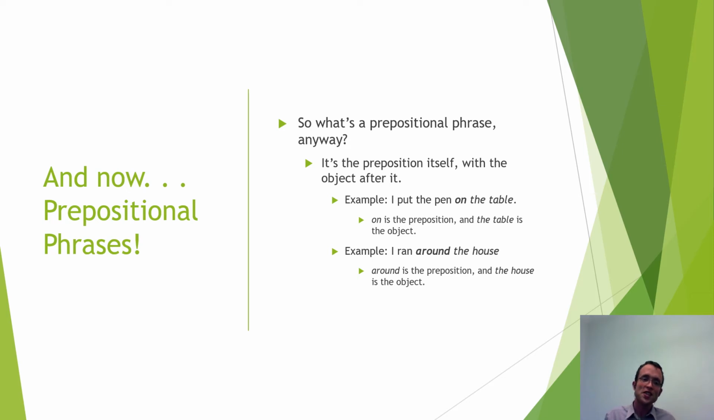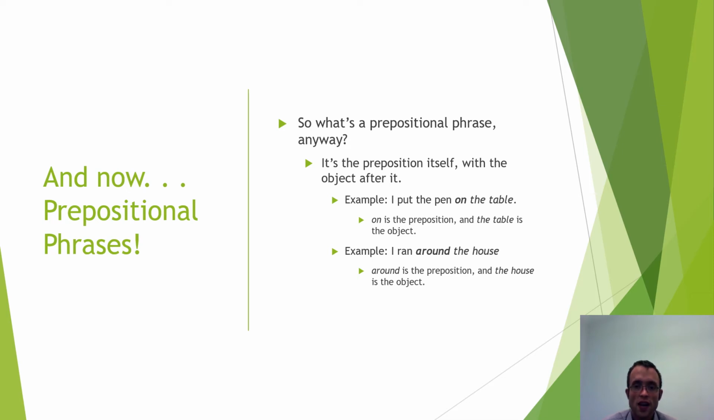Now, prepositional phrases. So what's a prepositional phrase anyway? Well, we just talked about it. It's the preposition with the object, the words that it's relating to. For example, I put the pen on the table. On is the preposition and the table is the object.